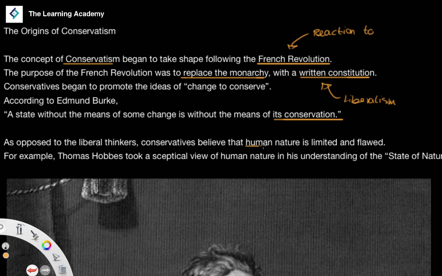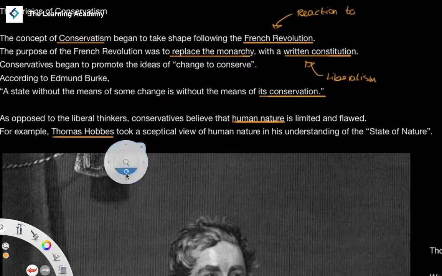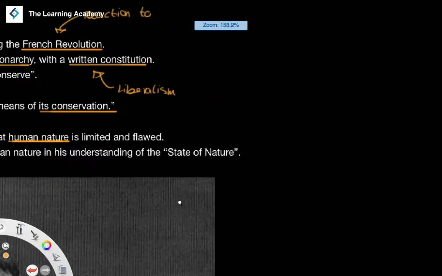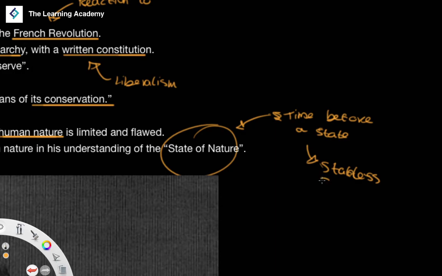This comes out when we're talking about Thomas Hobbes. So Thomas Hobbes, when he viewed human nature, he took a very skeptical view of human nature, and we can understand this when we talk about his view of the state of nature. So the state before the state, a time before a state, or a stateless society.